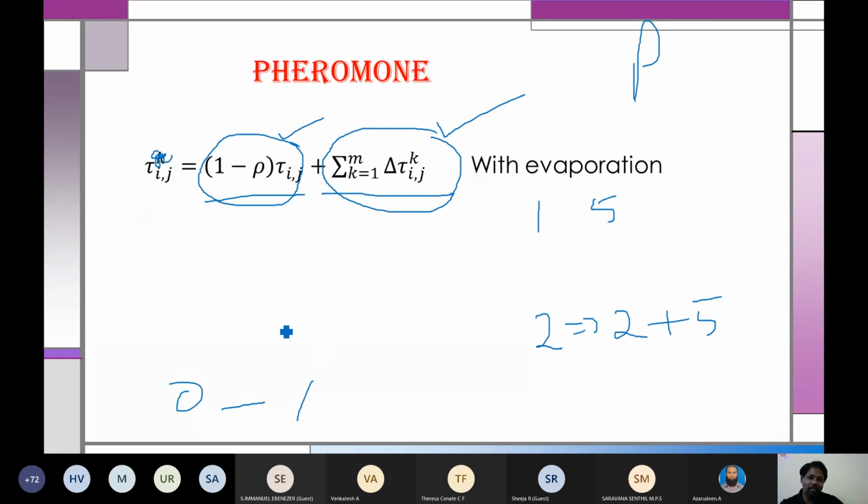If rho is 0, it is understood that there is no evaporation. So whatever was deposited previously plus whatever is deposited now will totally be available. But practically that is not happening. If rho is 0, then all paths will have much pheromone content, so there won't be much search in your problem. It will get stuck within that value and it will end. If I take rho as 1, then 1 minus 1 is 0, so it is understood that whatever was secreted in the previous iteration has evaporated. That's the maximum value we give, 0 to 1.